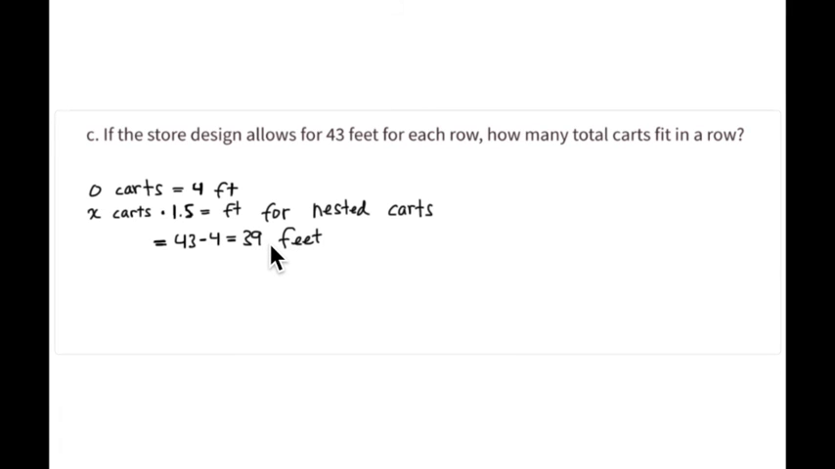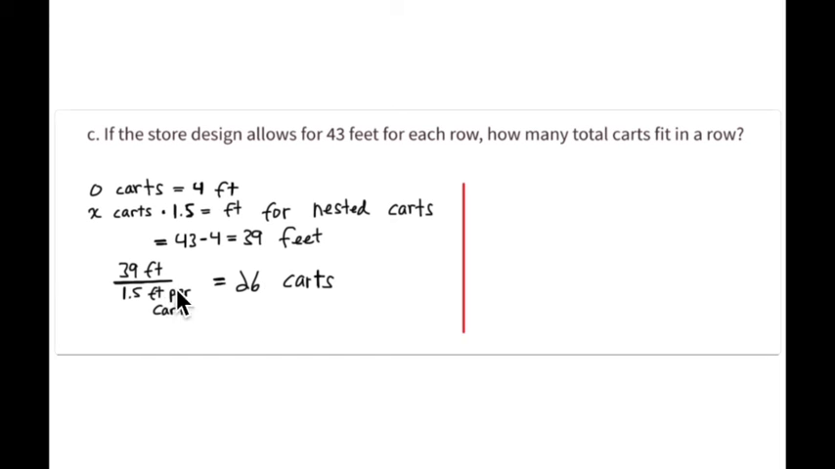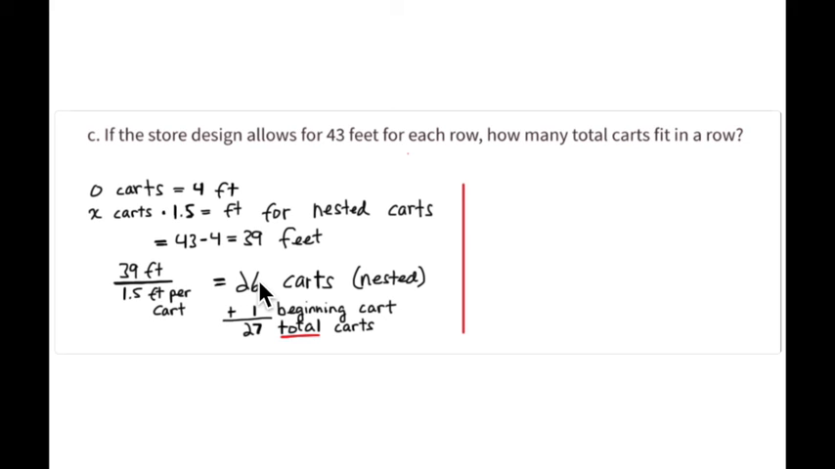And how many carts is that 39 feet equal to? Well, 1.5 feet for each cart. So I divide 39 by 1.5, and you get 26 carts. So 39 feet divided by 1.5 feet per, and I should have put nested here, per nested cart. So that gives you 26 nested carts. But then you have to remember, add that 1 beginning cart. So that's a total of 27 carts. So don't get fooled. It's not 26 carts. It's 26 nested carts plus 1 more beginning cart gives you a total of 27 total carts.